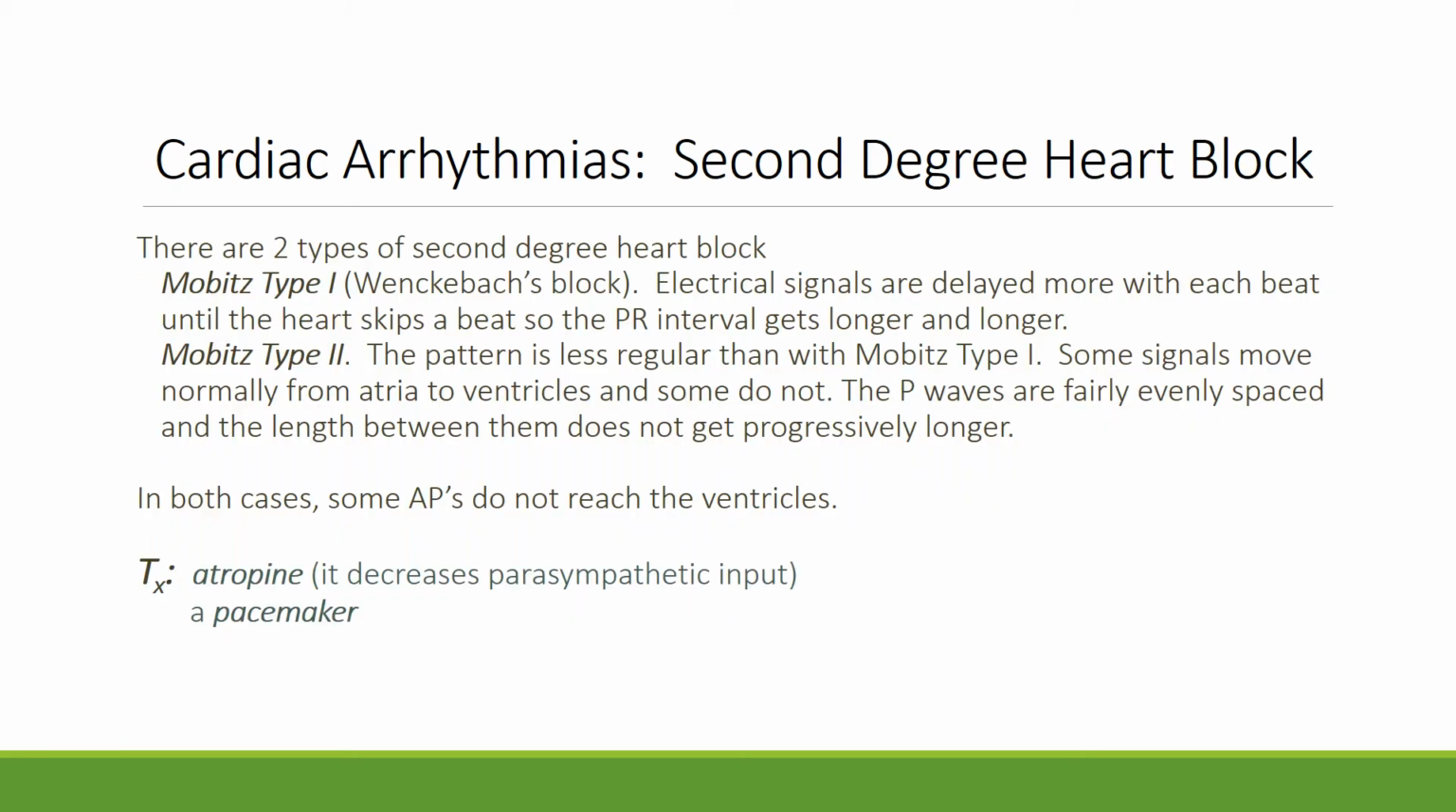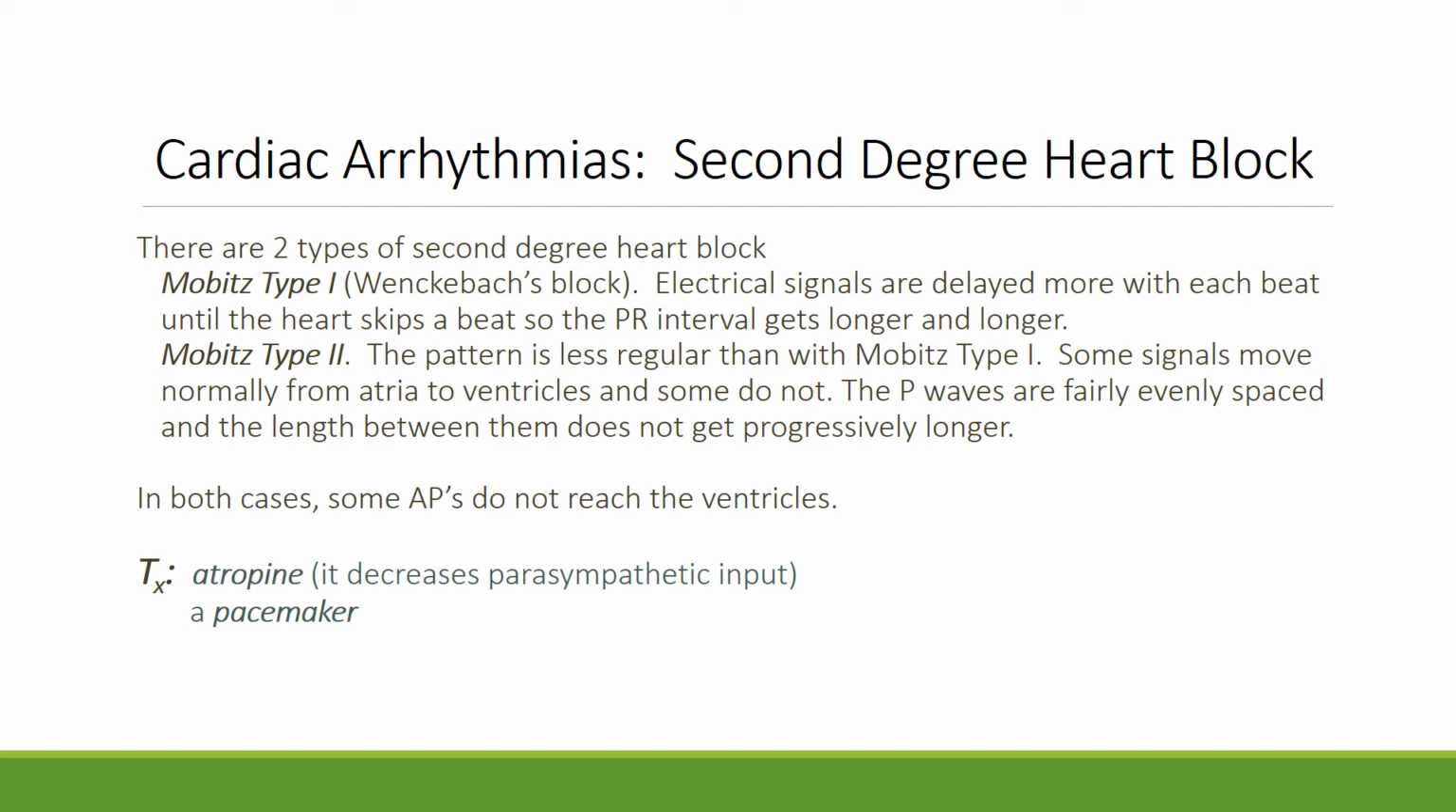Second degree heart block is not as easy to understand as first degree heart block, in part because there are 2 kinds. The first is called Mobitz type 1 or Wenckebach block. The electrical signals are delayed more each time the heart beats until it actually skips a beat, so the PR interval will get longer and longer. With Mobitz type 2, the pattern is not as regular as it was with type 1, and some signals will move normally from the atria to the ventricles and some do not. So the P waves are fairly evenly spaced, but the length between them does not get progressively longer as it did with type 1. In both cases, some action potentials will not reach the ventricles.